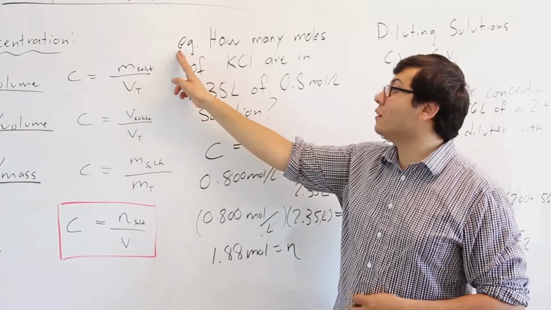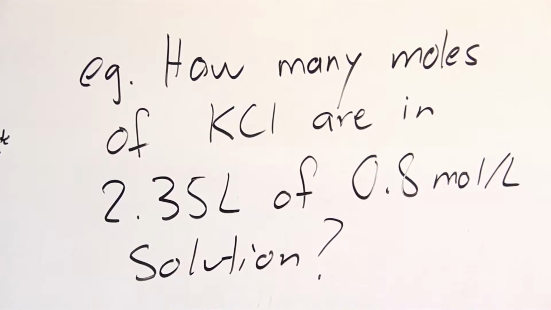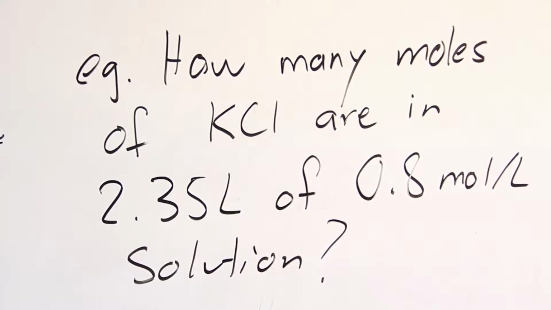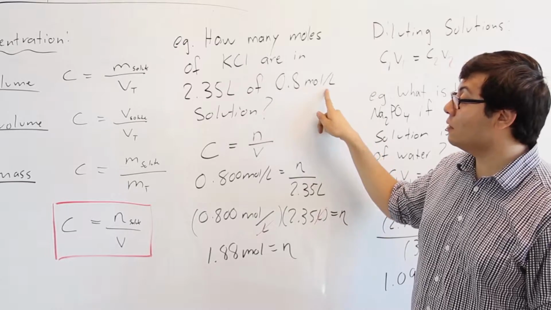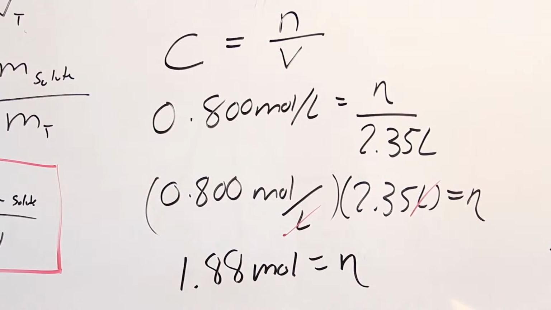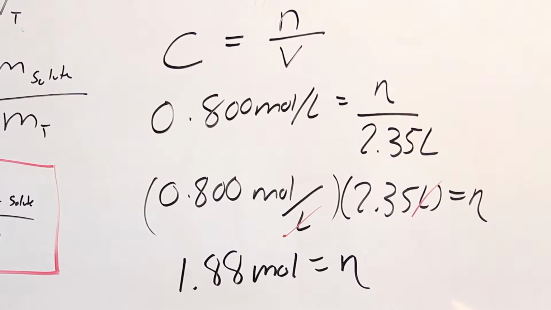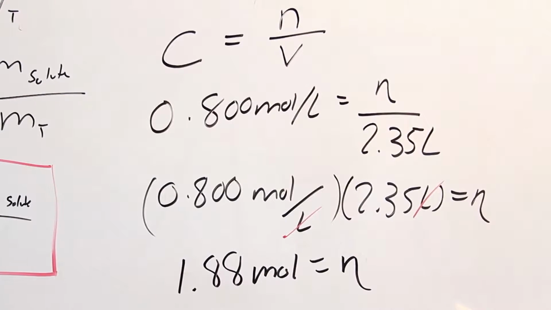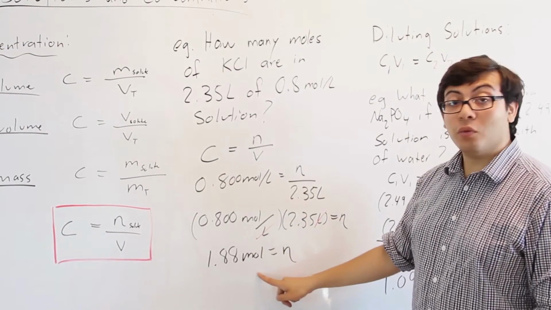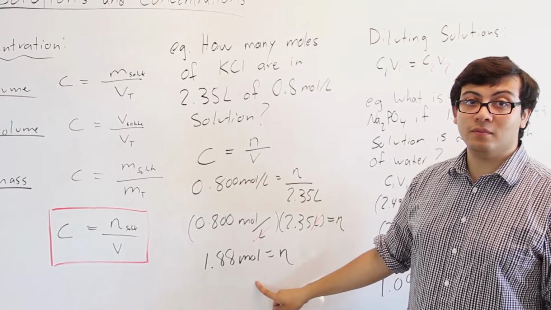So I have an example here of determining how many moles of KCl are in 2.35 liters of a 0.8 moles per liter solution. So this is the concentration right here, moles per liter. This is our equation, and just putting in the values, we're looking for the number of moles. Simple rearrangement gives us 0.8 times 2.35. So in the end, we get 1.88 moles of KCl.